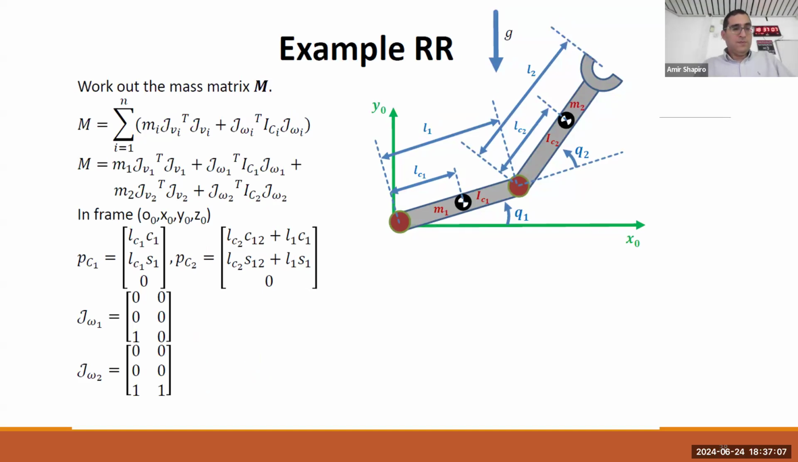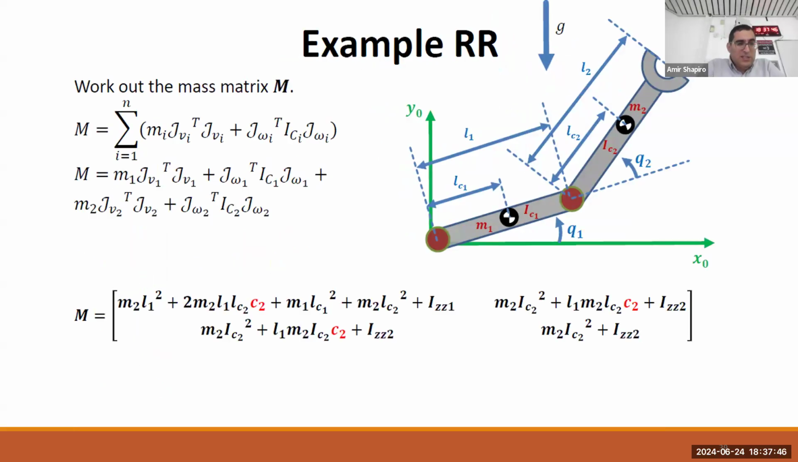We can do the same for the rotation. So we have a vector of rotation around the z axis, 0, 0, 1, and 0, 0, 1. And also for the second link, there's another rotation around theta 2, around Q2, again around the z. So we can compute all this multiplication and get this result for the inertia matrix.